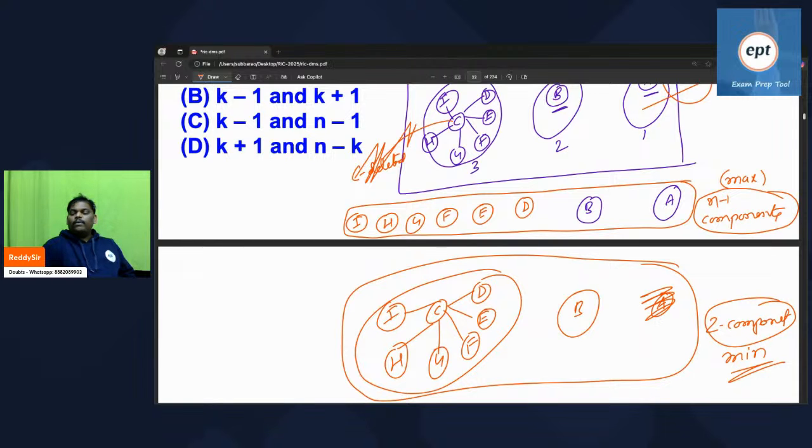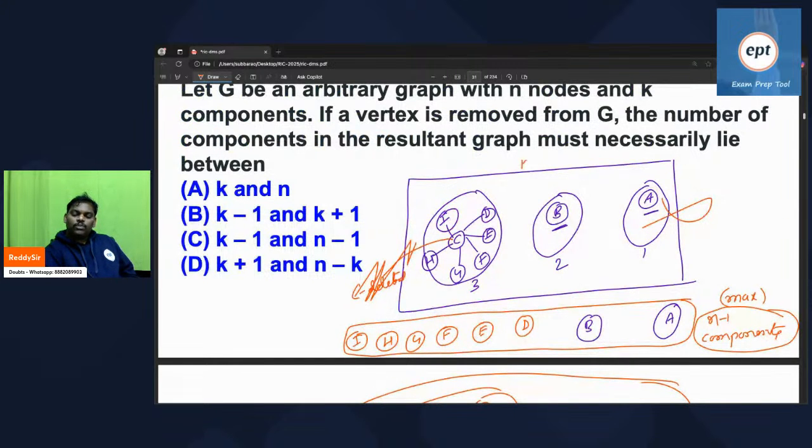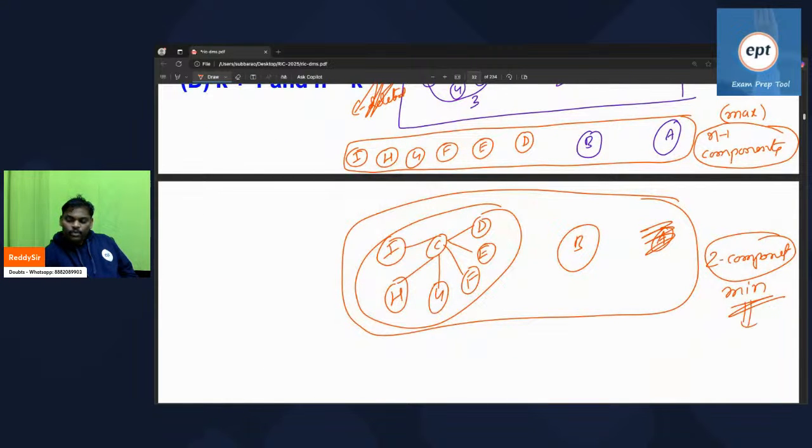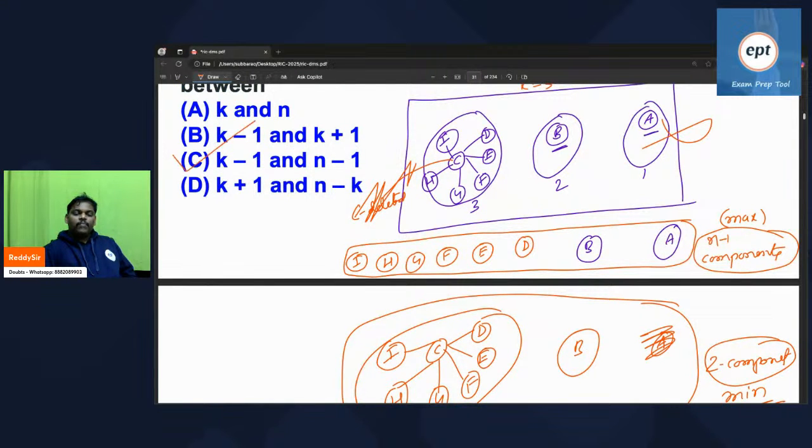So for this problem, the maximum number of components is n minus 1, and the minimum is k minus 1. Initially k is equal to 3, three components are there. Now the minimum number of components is 2, that is k minus 1. So the answer is k minus 1 minimum, n minus 1 maximum. Anyone having any doubt? Let me know.